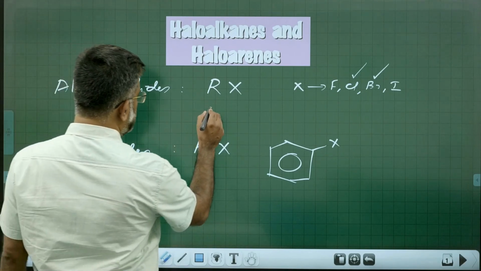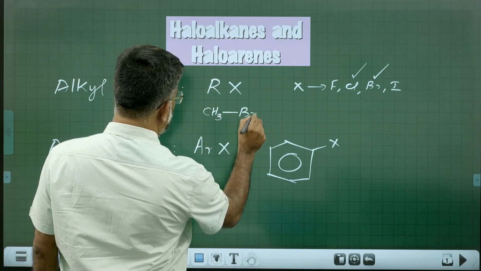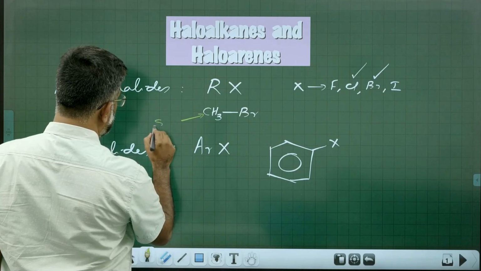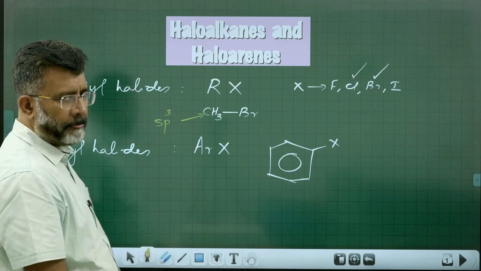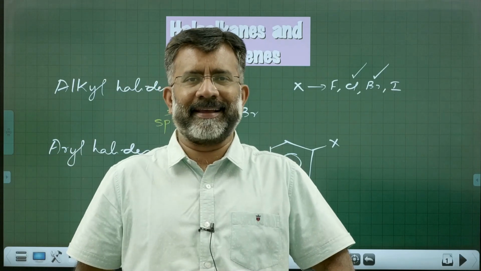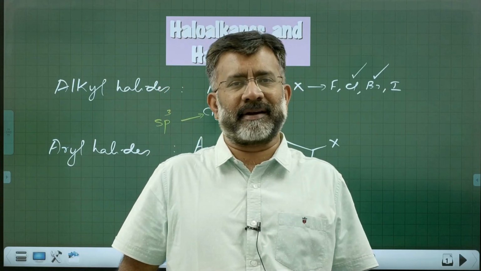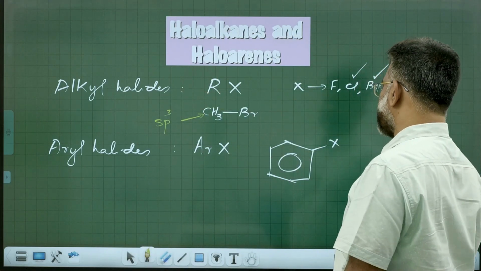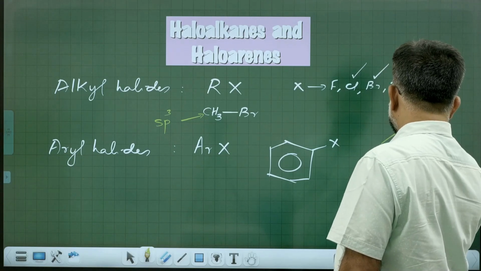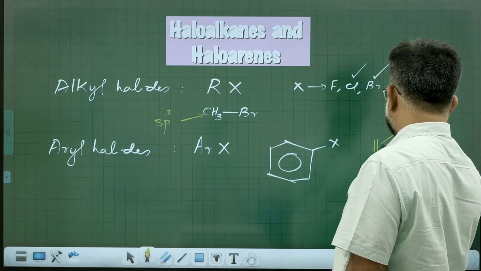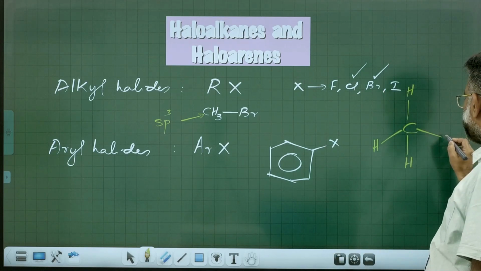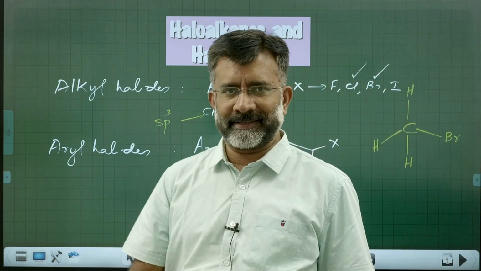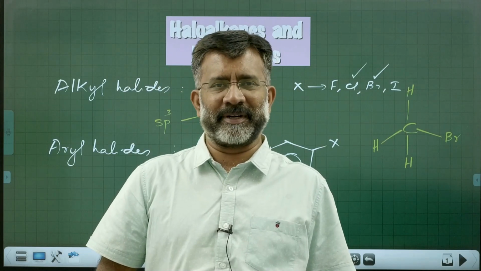For example, this is CH3Br. Here the carbon is sp3 hybridized in nature. In alkyl halides, carbon is sp3 hybridized, and the halogen atom is replacing one or more of the hydrogen atoms. So it has tetrahedral geometry: three hydrogen atoms, and the fourth hydrogen was replaced by bromine, with the carbon sp3 hybridized and maintaining tetrahedral geometry.